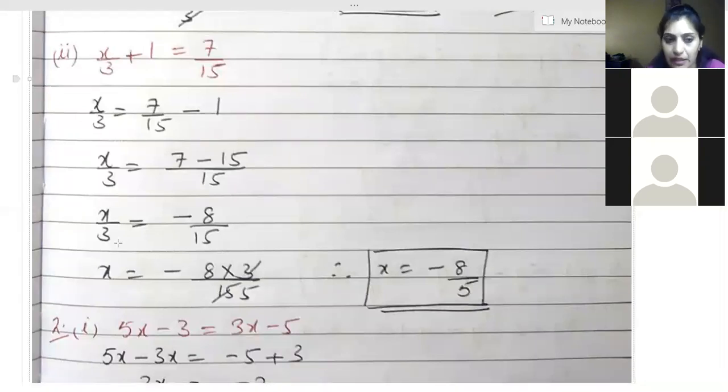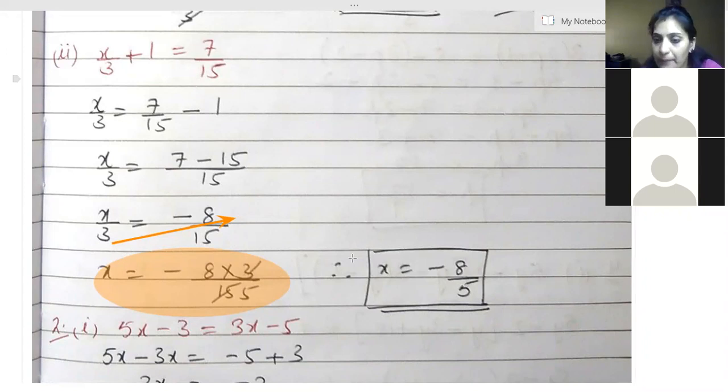When I have done the subtraction, I am getting x by 3 is equal to minus 8 by 15. Now this 3 will go to the numerator side, it will move on to here. So x becomes equal to minus 8 into 3 by 15. 15 has got 3 as a factor. So x is equal to minus 8 by 5. So this is our answer. Clear?